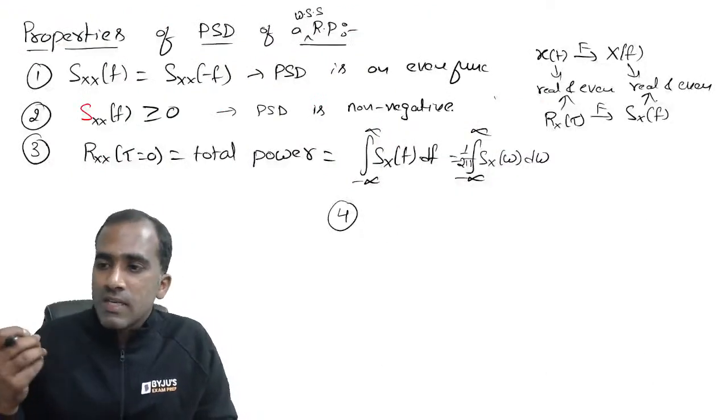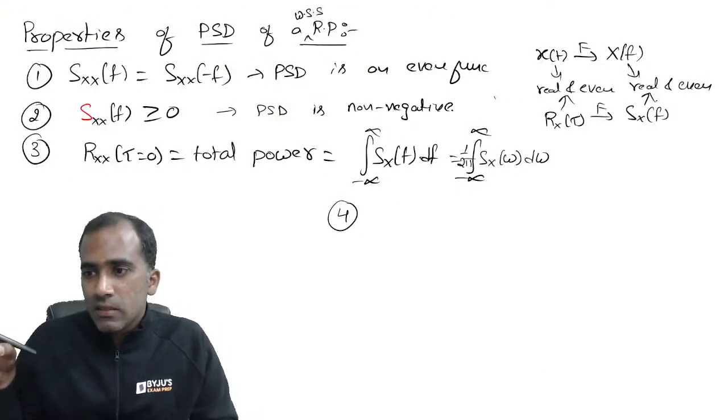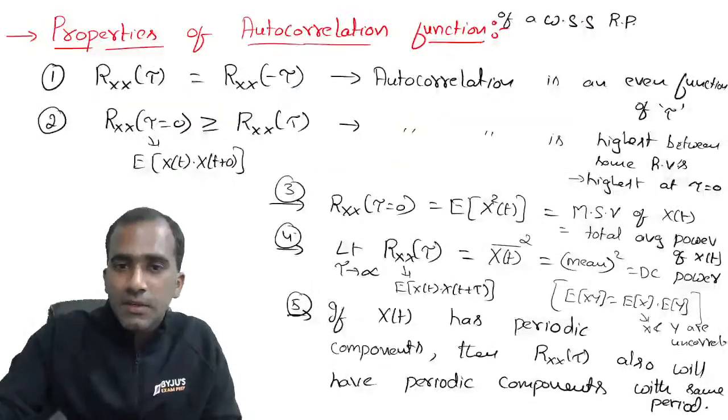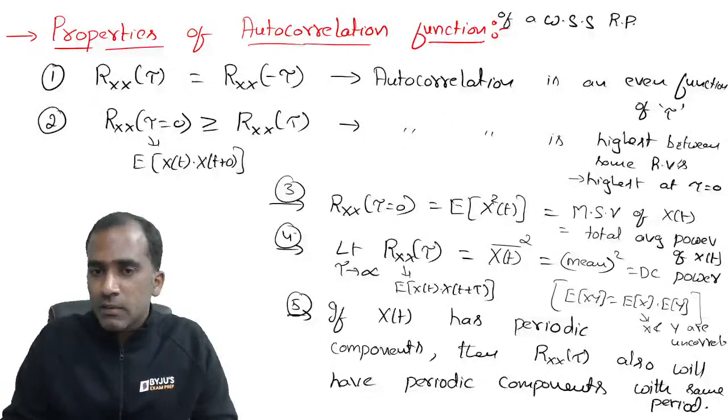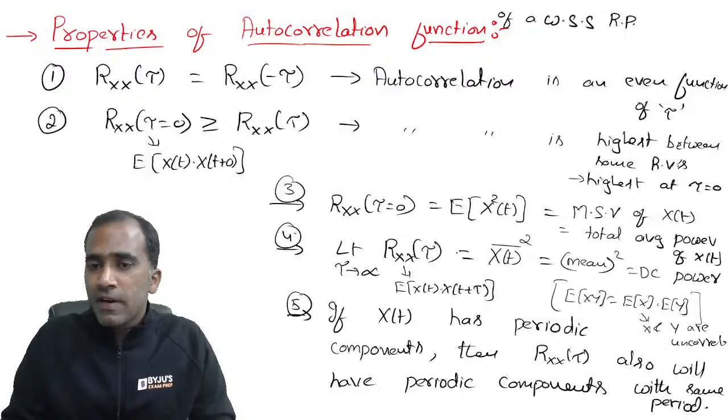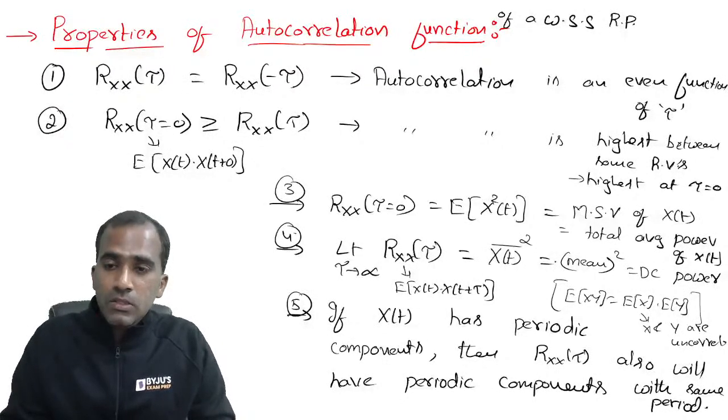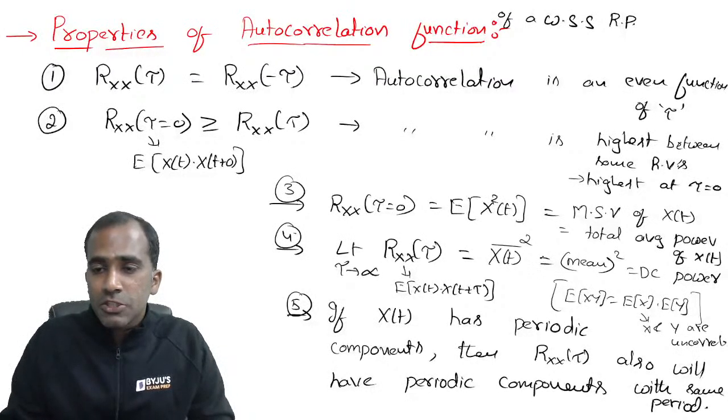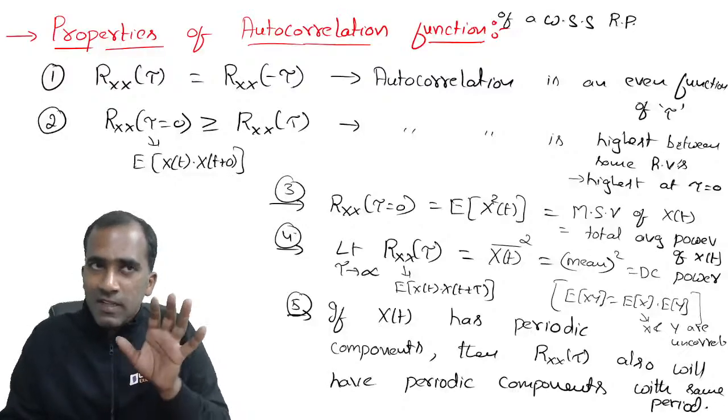So how do you understand the presence of DC? If there is presence of DC, using the autocorrelation function, we can find it. By putting tau equal to infinity, we will find whether there is DC or no DC. Correct? So how do you recognize that using power spectral density? It's the same recognition of DC power, how much DC power there is or whether DC power is there or not.